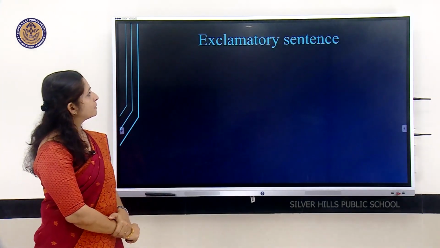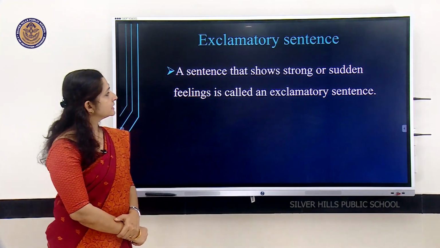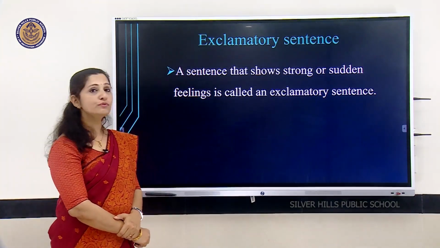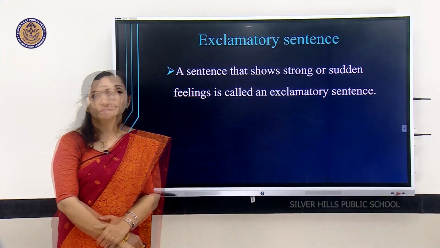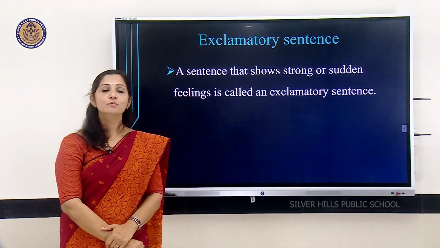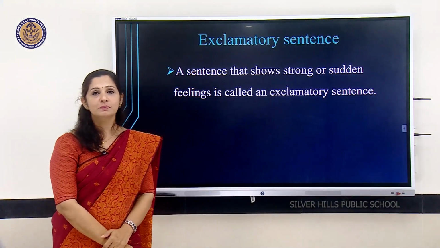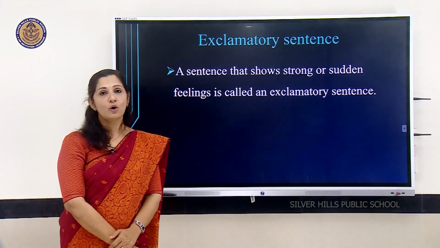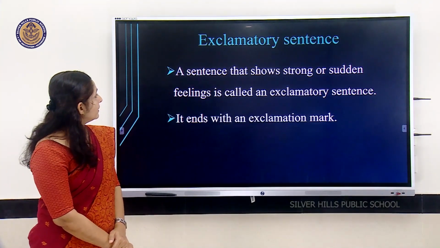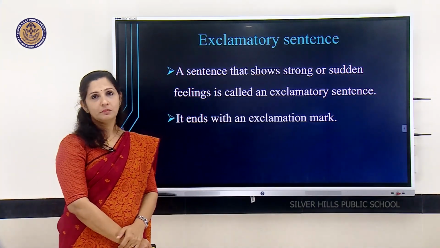Now, the next type of sentence is an exclamatory sentence. A sentence that shows strong or sudden feelings is called an exclamatory sentence. It is used to express strong emotions like fear, anger, excitement, happiness, anxiety, and so on. Exclamatory sentences end with an exclamation mark.